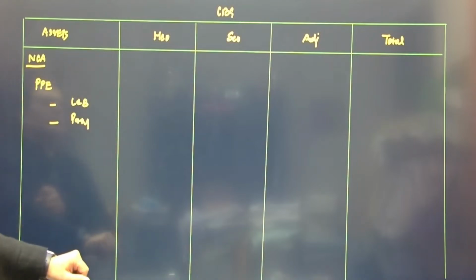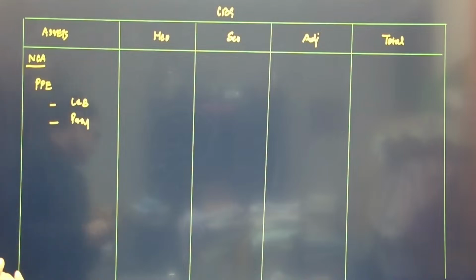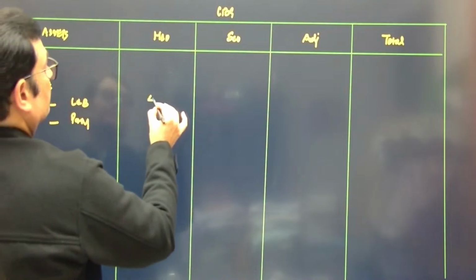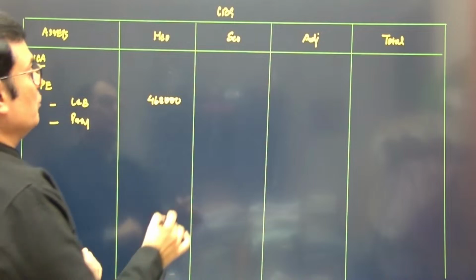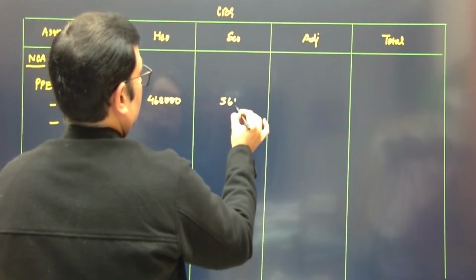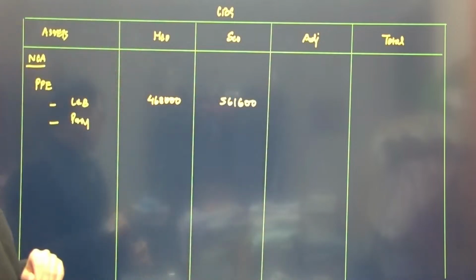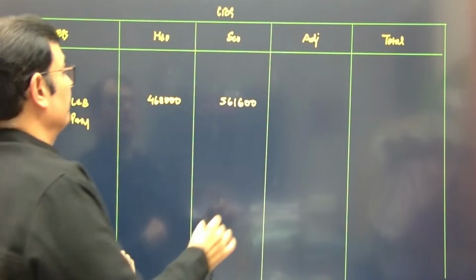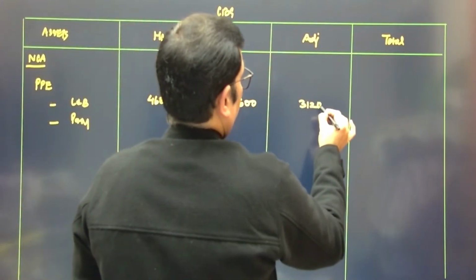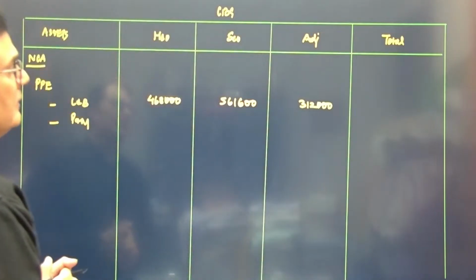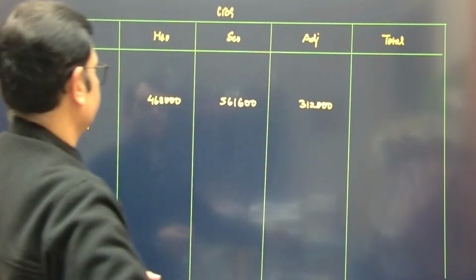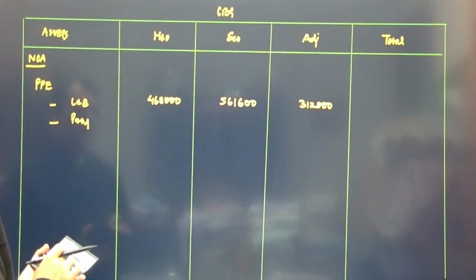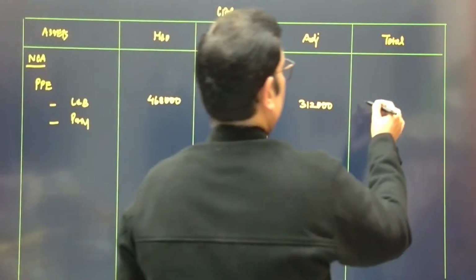So we'll first focus on the individual balance sheets of the parent. What is the land and building of the parent? 468. Yes, sir. And the subsidiary, I think, is 561,600. Yes, sir. And there was a fair value increase of 3,12,000. Had there been any depreciation, we would have taken the impact as well. So let's see what is the sum total. Sir, it is 13,41,600.